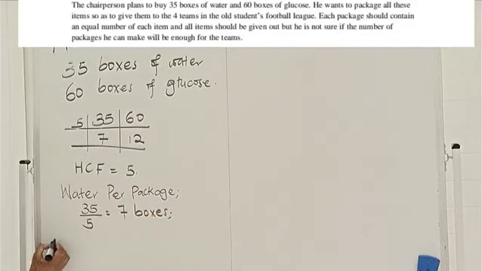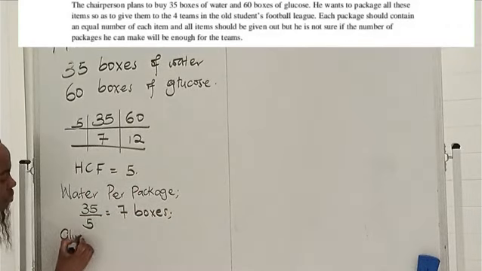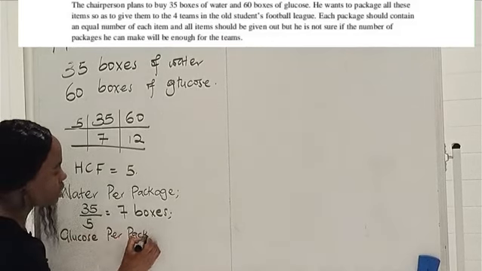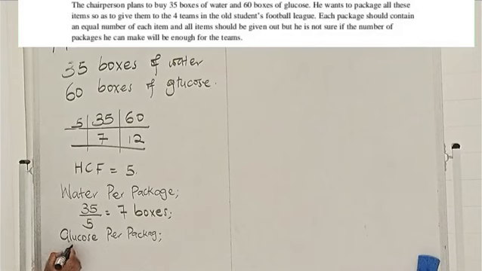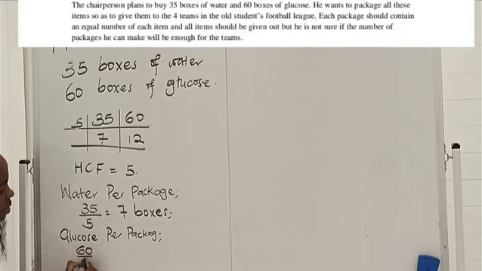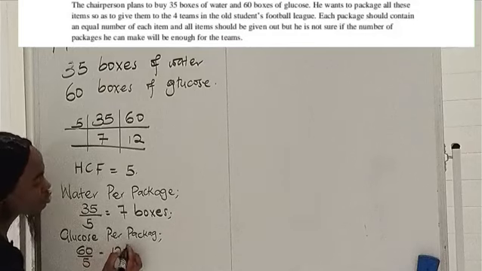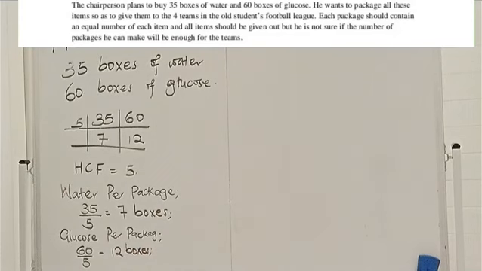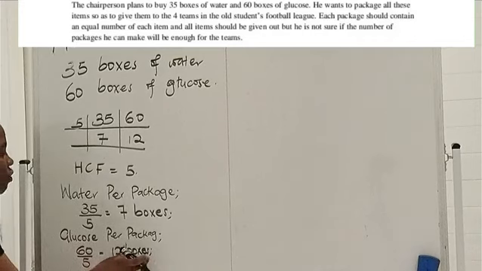Then what about glucose per package? This is going to be 60 divided by 5, so this is going to be 12 boxes per package. After this, we have to respond to the task. They are asking, what is the number of each item that will be in the package? So we shall have 7 boxes of water and 12 boxes of glucose in each package.